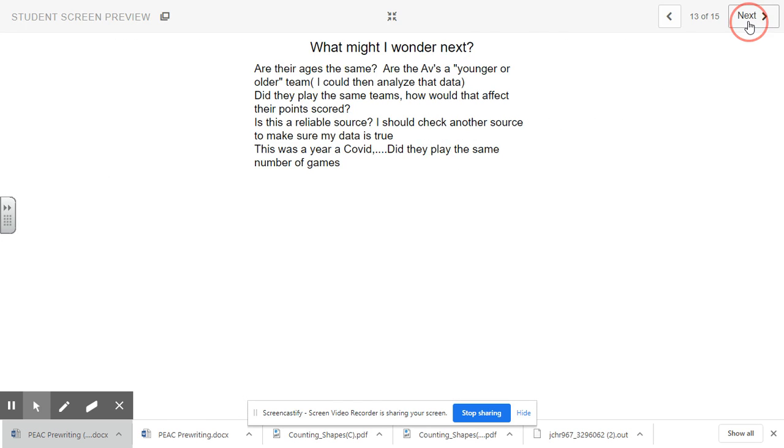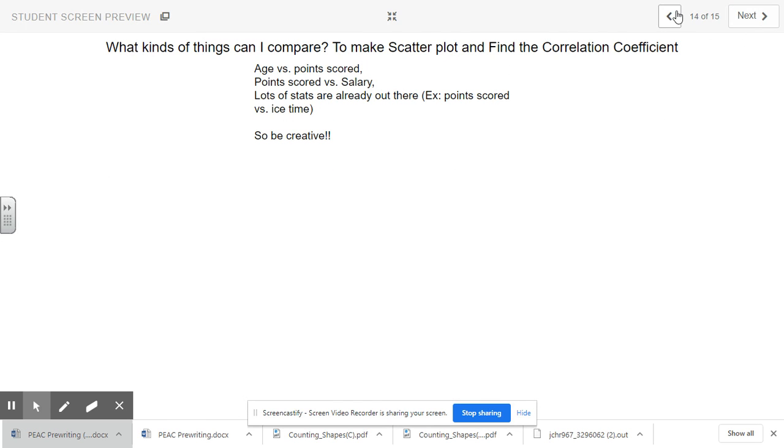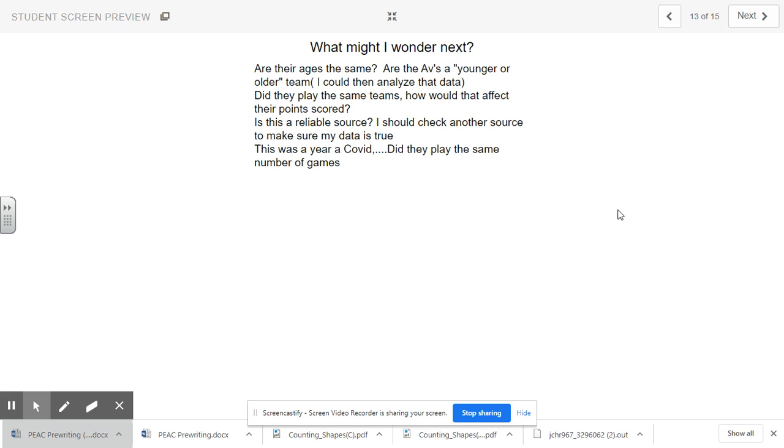What might I wonder next? If I was doing that project on the Red Wings, and I don't expect you guys to do that, but if I was, I might think to myself, what are their ages? Are they the same? Are the Avs a younger or older team? And then I could analyze that data. I might ask myself, did the teams play the same teams? And how would that affect their points scored, right? If the Red Wings played harder teams, they might score less, right? If the Avs played harder teams and they still scored higher, then maybe that means something.